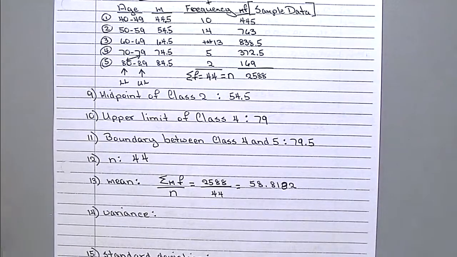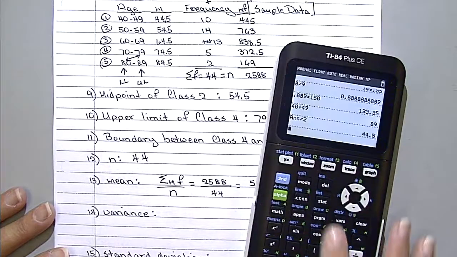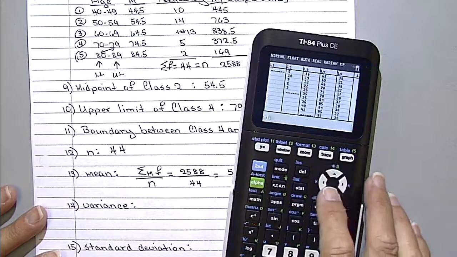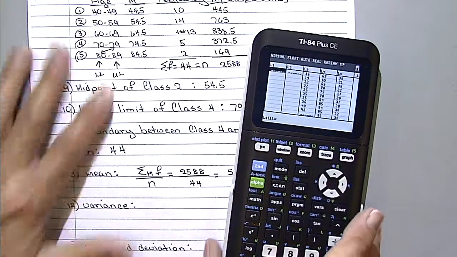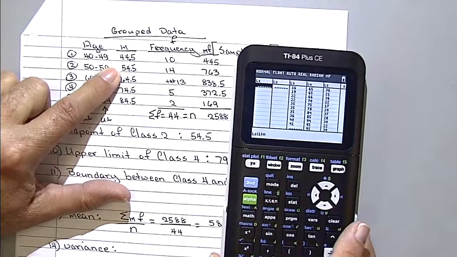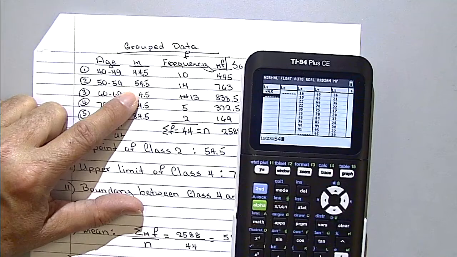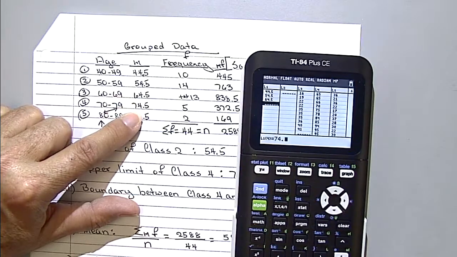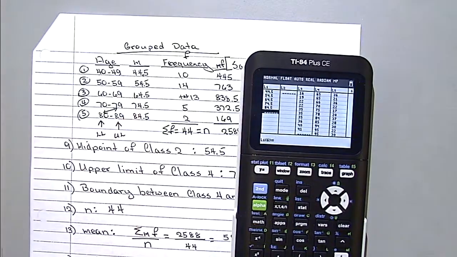Okay, what if you have a calculator and you want to do this in your calculator and you don't trust your math, right? Let's go to our stat list. Let's edit a couple of lists. I'm going to clear list 1 and I'm going to clear list 2. And in list 1, I'm going to put the midpoints, okay? So I'm going to say 44.5, 54.5, 64.5, 74.5, and 84.5. Okay? And check it.